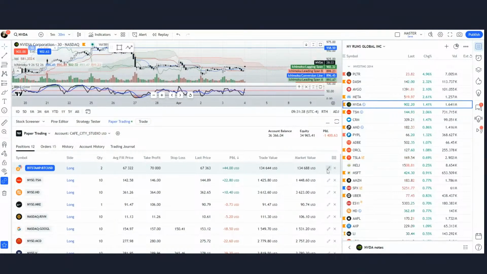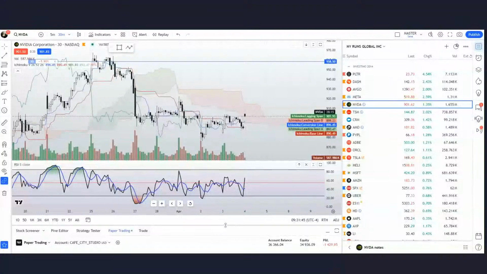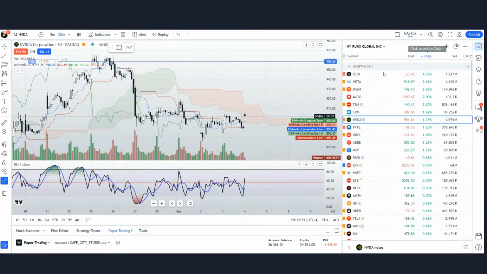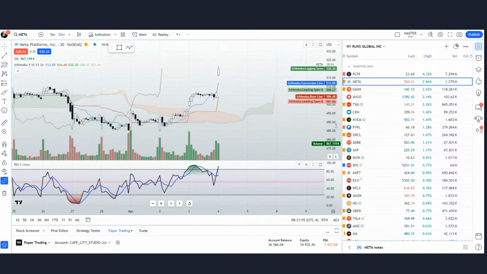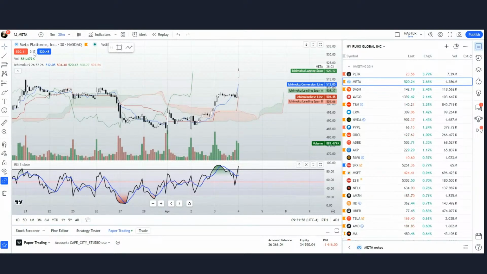Bitcoin, I just entered it, doing good, not bad. I'm going to hold it for 30 minutes. Let me see what else is moving right here. Meta is going for 2%. Look at this, Meta going to 520, a pretty good area.